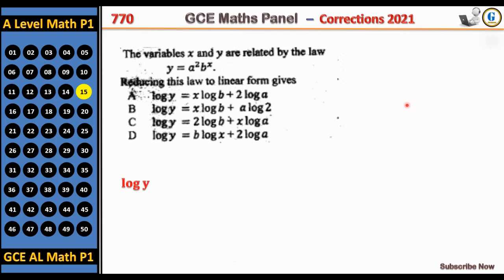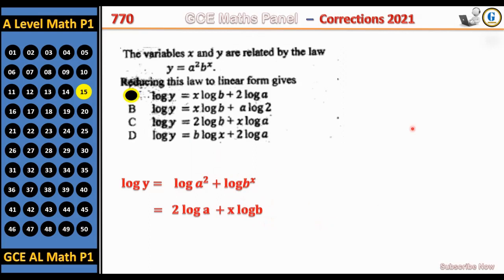So when we take log on the left hand side, we have log y to be equal to... For the right hand side, when we take log, this is log of a product. So it's log a squared plus log b to the power x. And then we can simplify. So we now have 2 log a plus x log b. And this corresponds to which of these? This corresponds to A. So our key here is A.